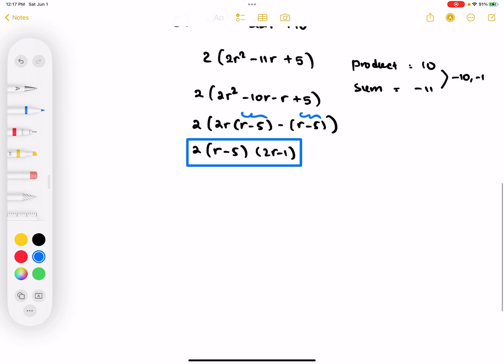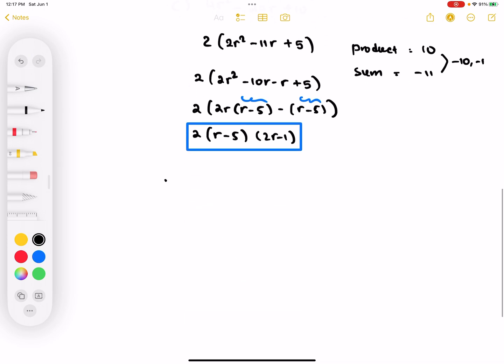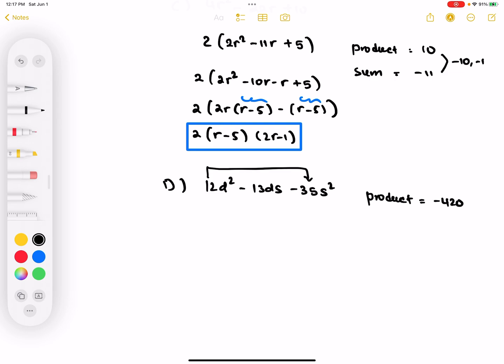Let me add one more example. Let's see d. Factor this one: 12d squared minus 13ds minus 35s squared. Now again I can use the same procedure, that is, find two numbers that give us a product of 12 times negative 35, which is minus 420, and the sum is equal to minus 13.